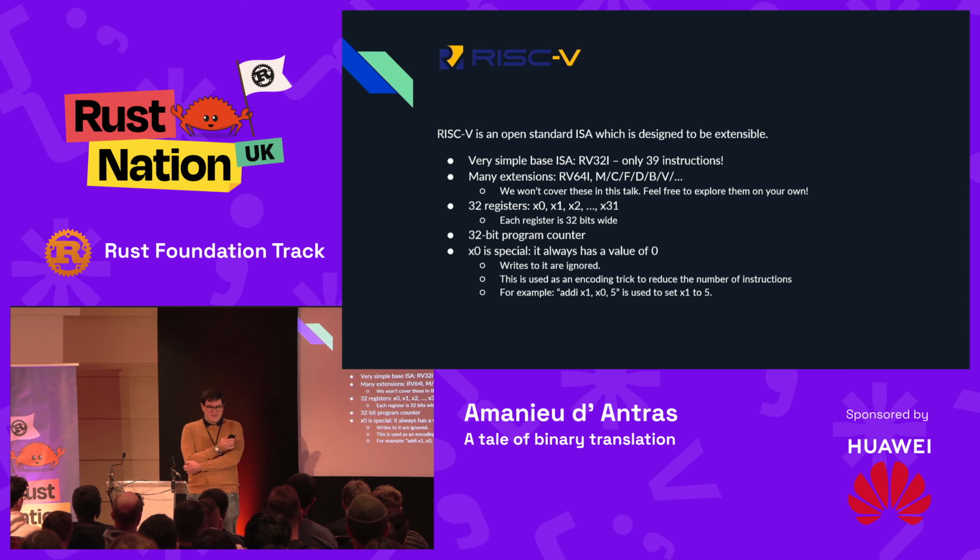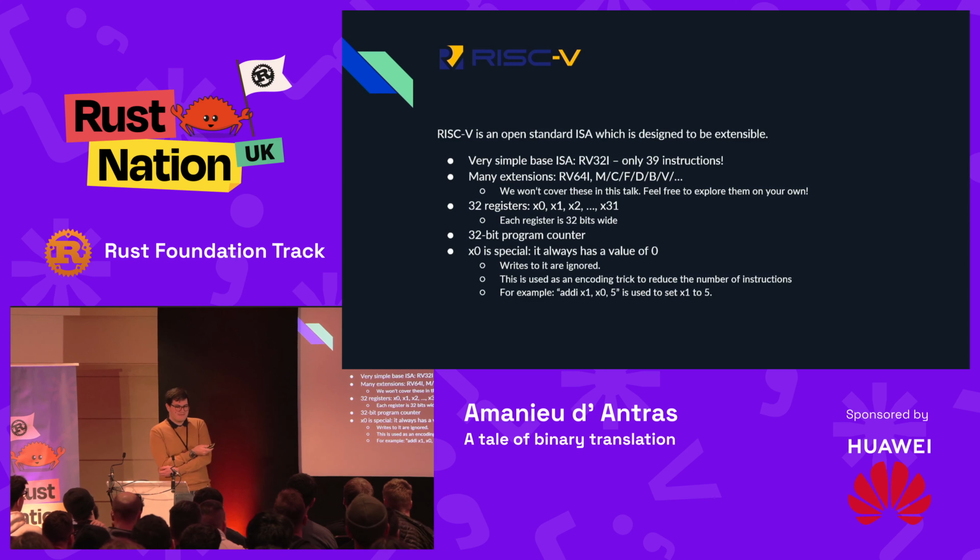RV32i, the base RISC-V instruction set, has 32 registers called X0 to X31. Each of them is 32 bits. The only special thing is that X0 always has a value of 0, and any attempts to write to it are just ignored. This is mainly an instruction encoding trick to reduce the number of instructions needed by the architecture. For example, if you want to put the value 5 in a register, what you do is add 5 to X0 and put the result in whatever register you want.